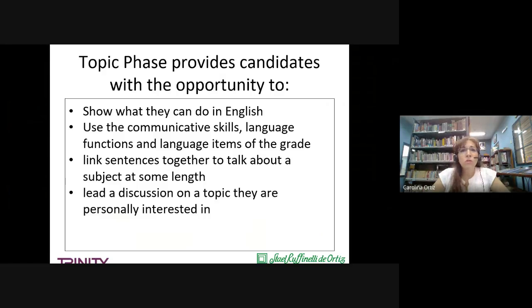We don't want students to present a topic by memory. We don't want them to learn a script by heart. What we want in this topic phase is for them to think about a topic that is of their interest. We want them to create opportunities so that they can present this to an examiner that is evaluating their level. And this is a one to one exam. Again, this is not a group exam, it's a one to one interview exam.